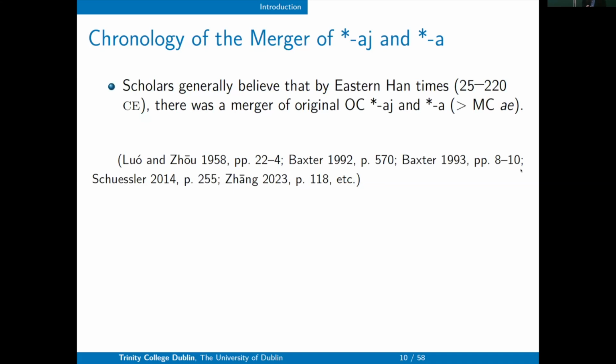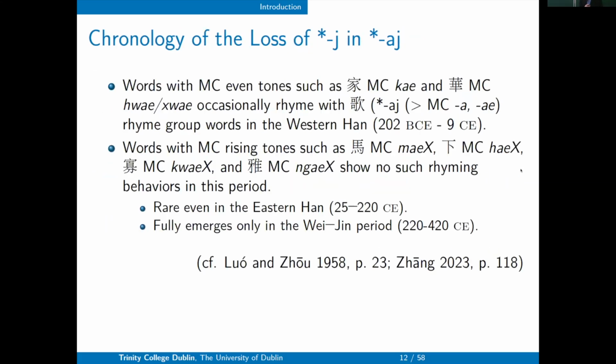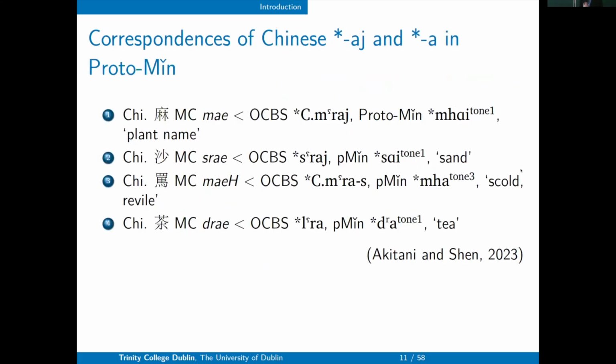So now let's move on to review the chronology of the merger of Old Chinese I and R. Generally, scholars believe that this merger has occurred by Eastern Han times, which is around 25 to 220 CE. And such belief was also held by Proto-Ming researchers.